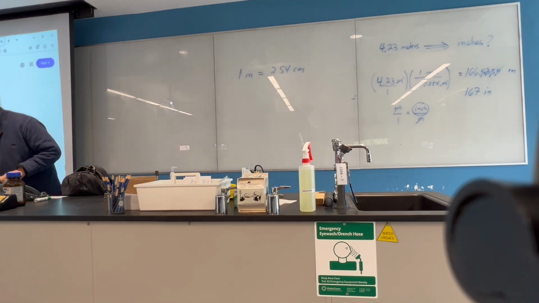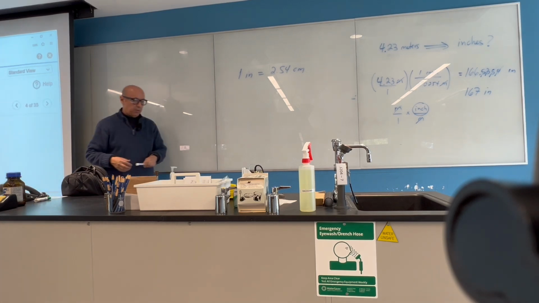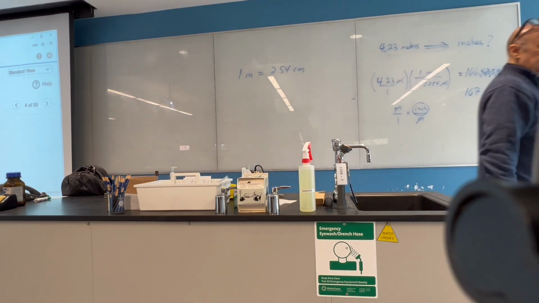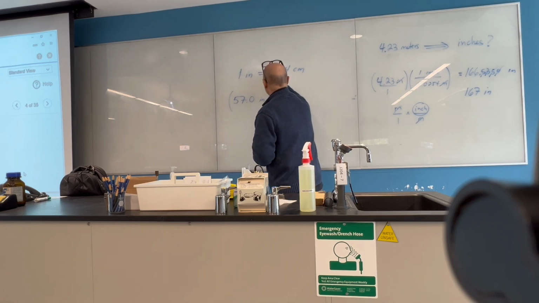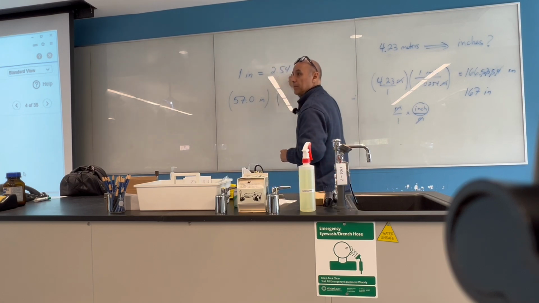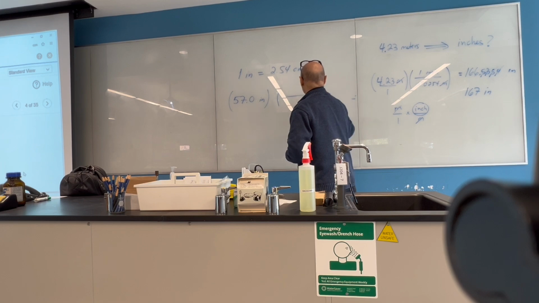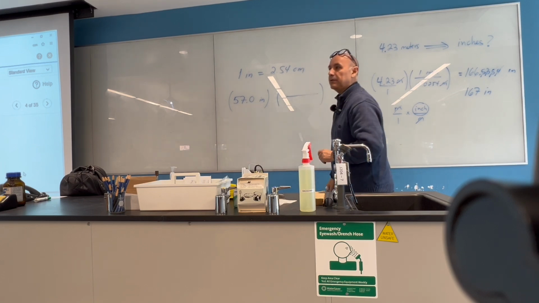Using that equality, please do me a favor and solve that problem. I just want to make sure that everybody's getting it. Okay, are we ready? So that equality gives me two conversion factors, one with inches on top, one with centimeters on top. Which one do I need to use? Do I put here a fraction that has centimeters on the top or inches on the top?